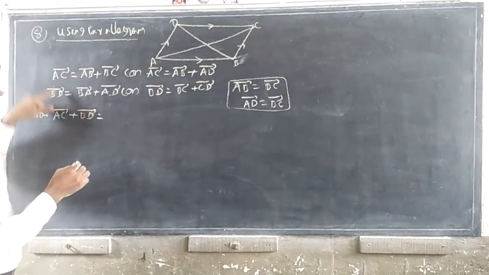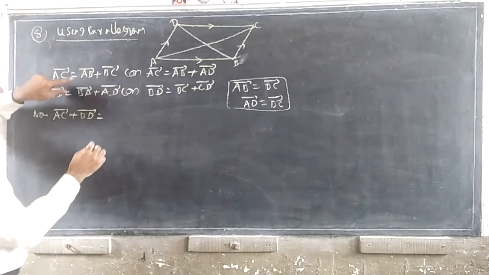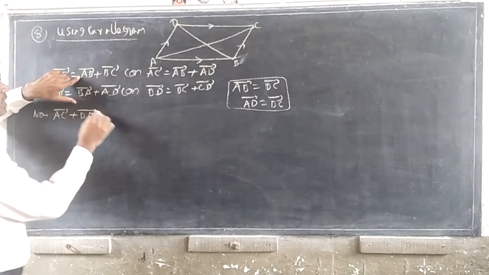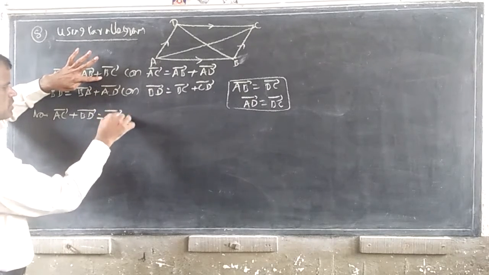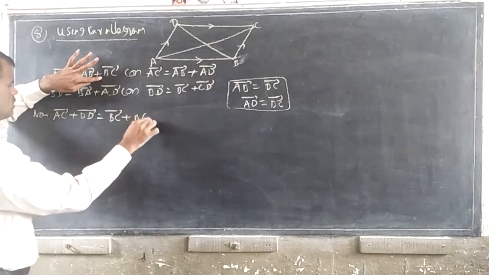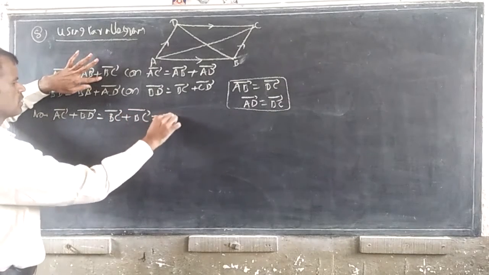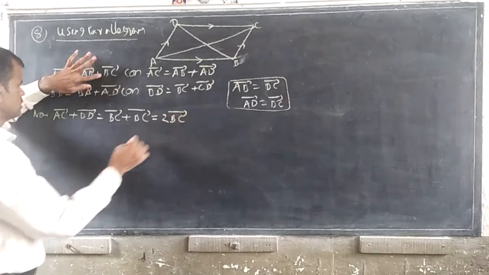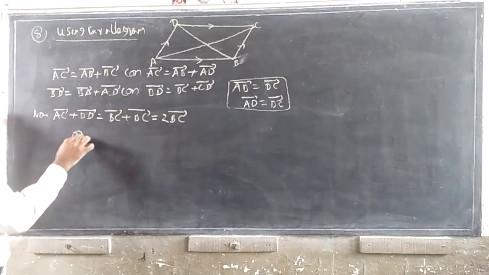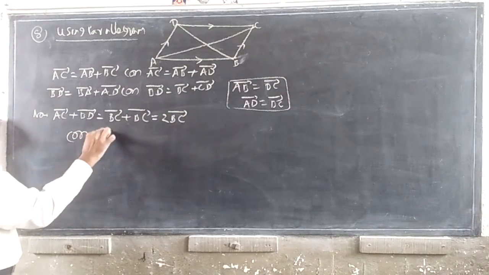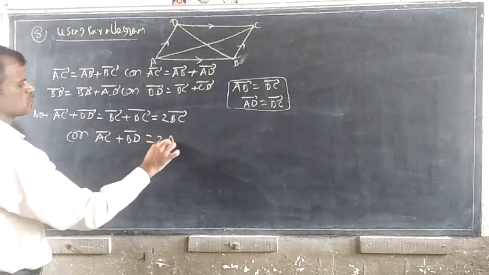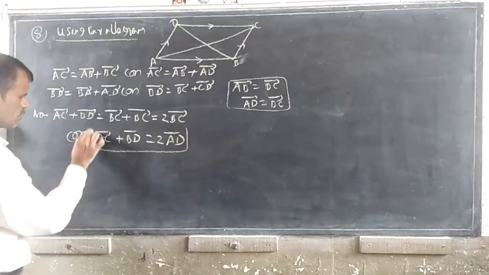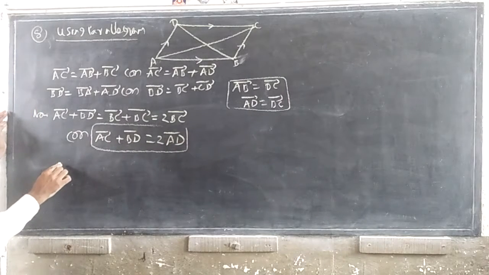Using this, AC plus BD, we are adding the diagonals sum. AB and BA will get cancelled. BC means DC plus AD means DC. So AC plus BD you can write as 2BC. Or you can write AC plus BD is equal to 2AD also. Okay, box here. This is the formula.